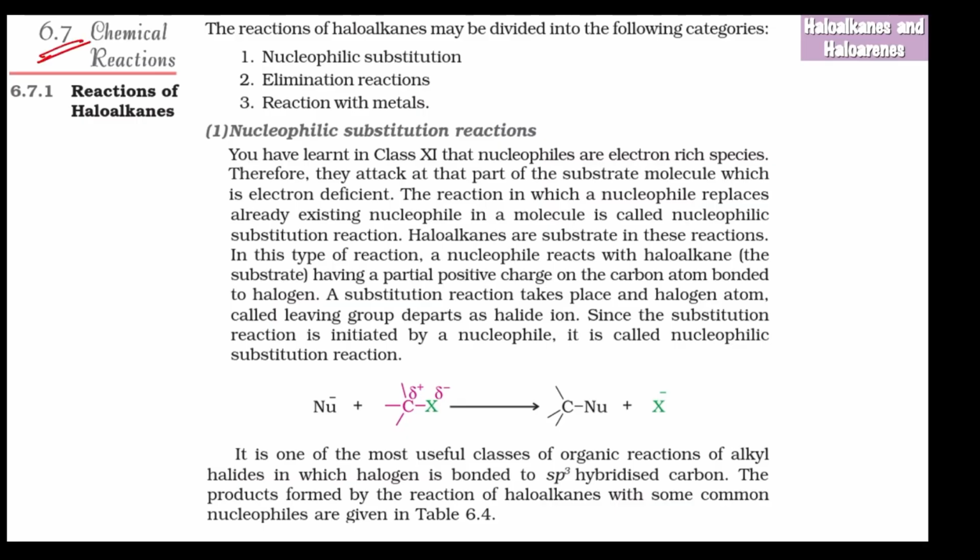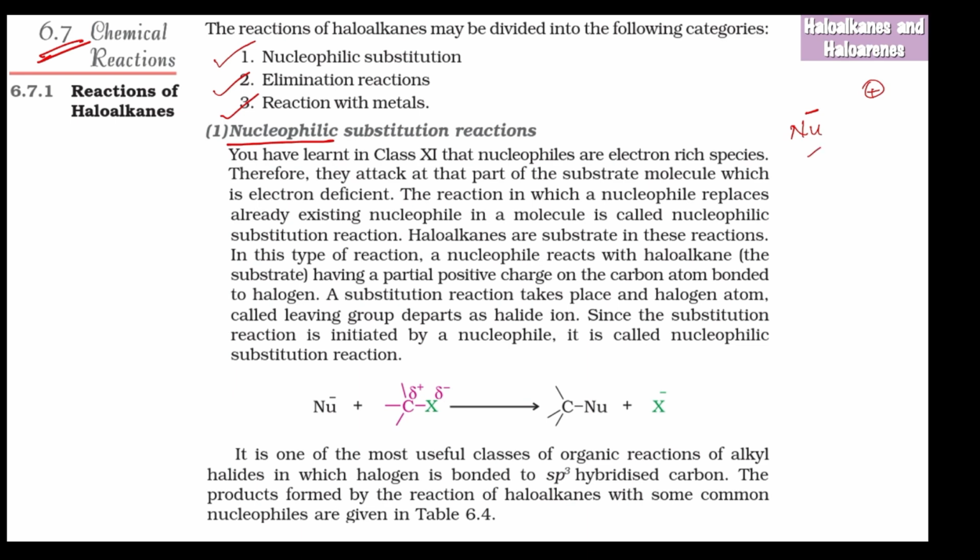Chemical reactions. Chemical reactions shown by haloalkanes are: first, nucleophilic substitution; second, elimination; third, reaction with metals. Now, nucleophilic substitution reaction. What is a nucleophile? Nucleophile means nucleus seeking. It is denoted by Nu, and since it is nucleus seeking and a nucleus is positively charged, a nucleophile has a negative charge on it, or it is an electron rich species.